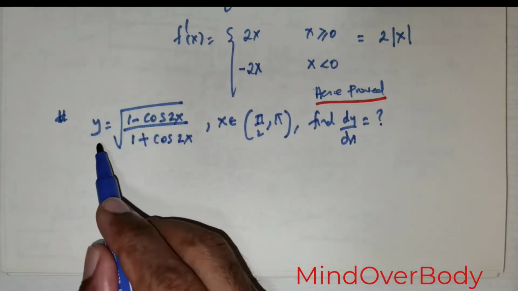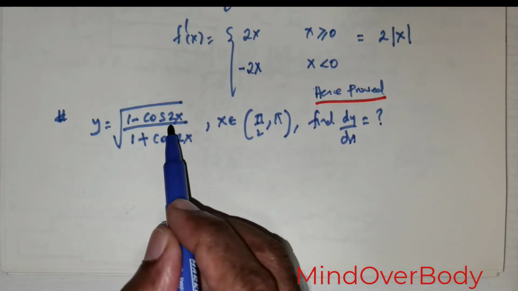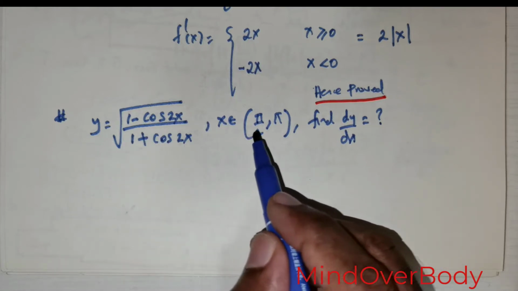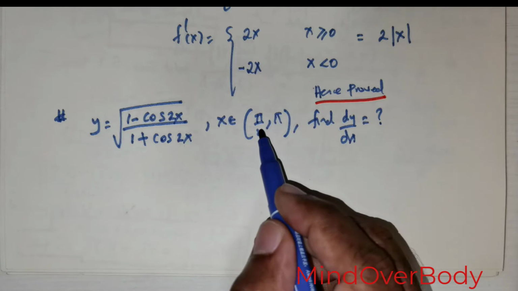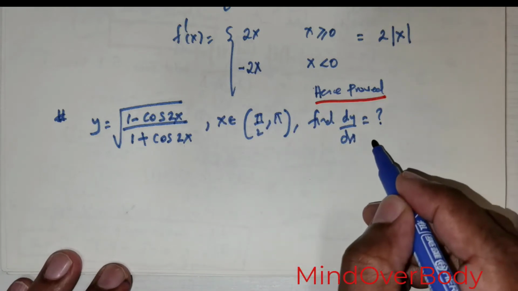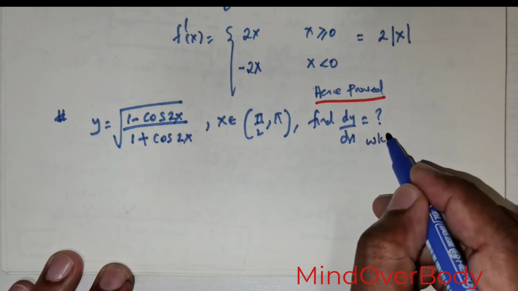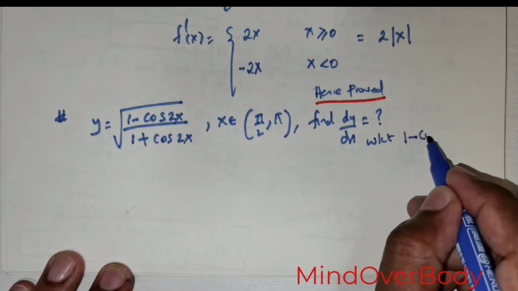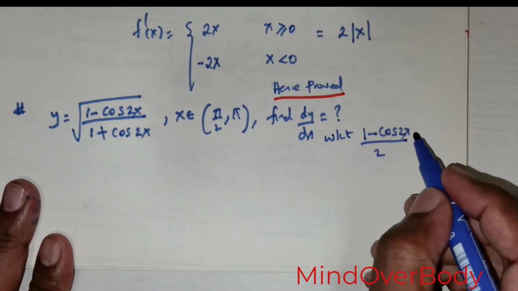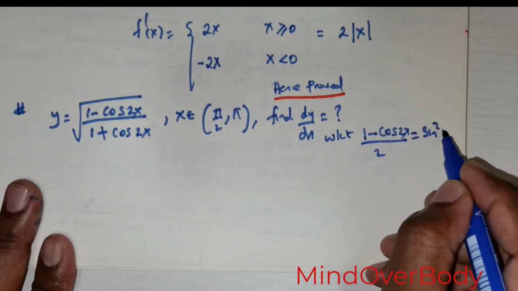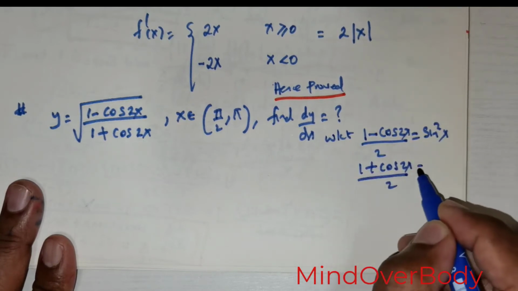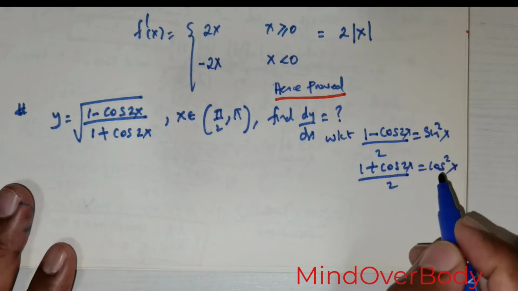Students, we are given that y is equal to square root of 1 negative cos 2x divided by 1 positive cos 2x, with x lying between pi over 2 and pi. We are expected to find the value of dy over dx. So foremost, what we would do is we would use this formula: 1 negative cos 2x divided by 2 is equal to sine squared x, and 1 positive cos 2x divided by 2 is equal to cos squared x.